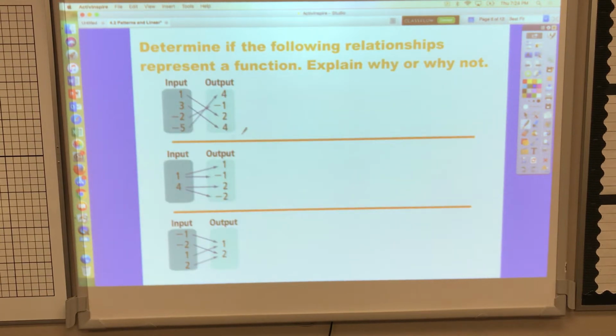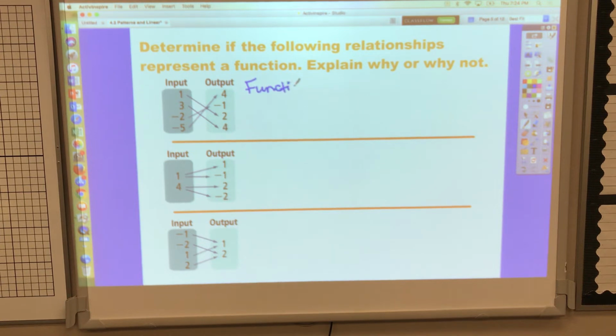So here I have some examples of functions as tables, and we're going to determine if the following relationship represents a function and be able to explain why or why not. The first thing you should check is your input. Our input on this first one, we have a 1, a 3, a -2, and a -5. They're all different. That right there should automatically give us a hint that this will be a function.